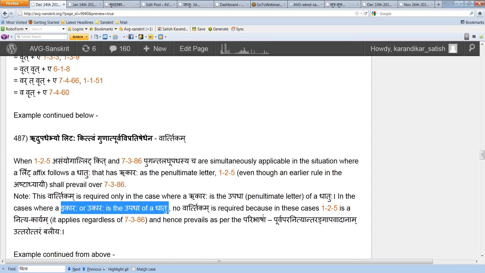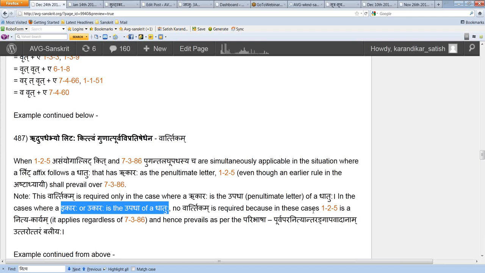Why is that? Because in those cases, 1.2.5 is a Nitya Karyam. Even if you do Guna Adesha, the Ikara becomes Ekara or the Ukara becomes Okara, still Asanyoga Lit Kit will apply anyway. So in the case where the Ikara is Upadha, or the Ukara is Upadha, the 1.2.5 Asanyoga Lit Kit is a Nitya Karyam. It applies regardless of 7.3.86.